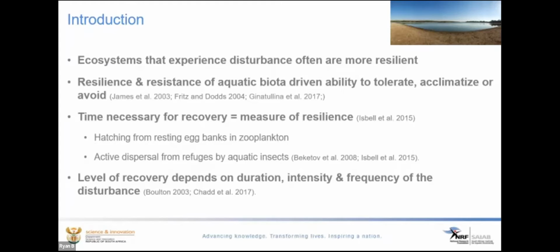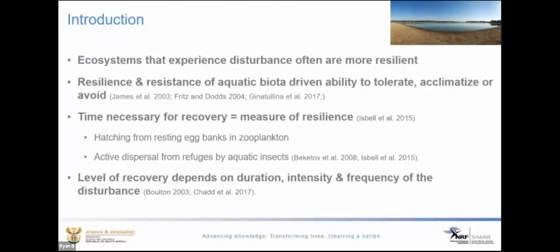The resilience and resistance of aquatic biota to disturbances are driven by their ability to either tolerate, acclimatize to, or avoid disturbances. These include being able to move away from the disturbance, go into a state of torpor or hibernation until the event has passed, or use physiological mechanisms to live through the disturbance. The time necessary for recovery to occur is a measure of the ecosystem's resilience.